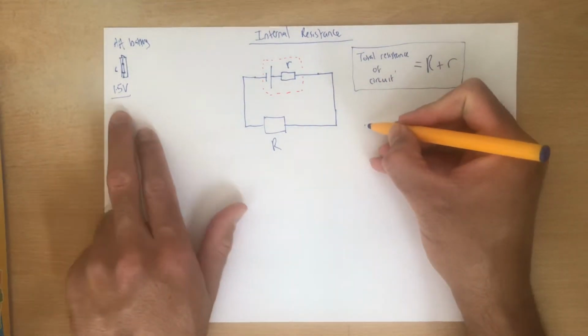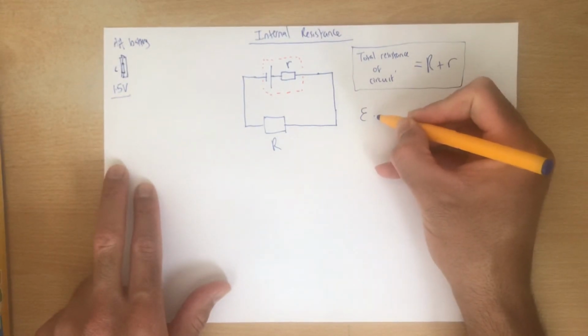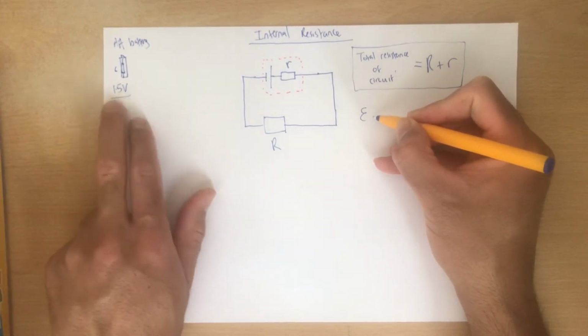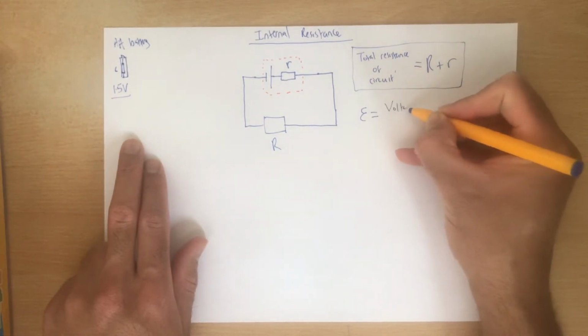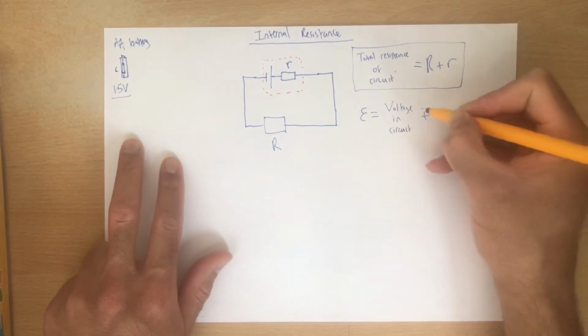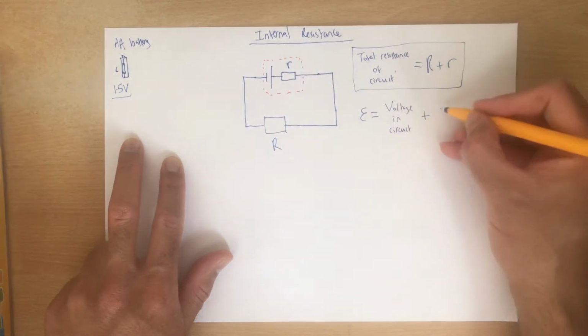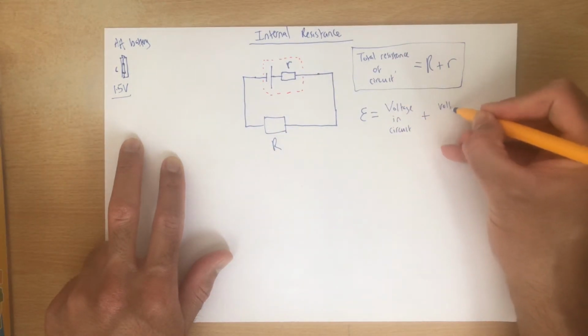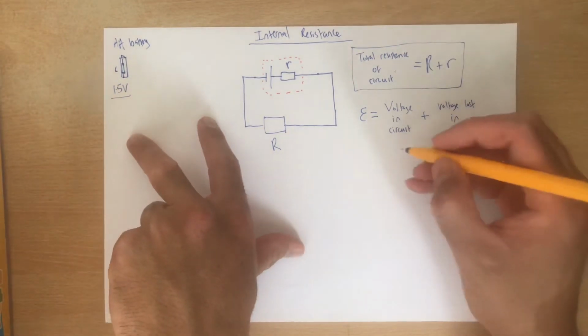The EMF, or epsilon, so the EMF of the cell, what is basically printed on the label, is actually equal to the voltage in the circuit plus the voltage lost in the cell itself. The voltage in the circuit is the voltage the components are using up. So that's the equation we're going to use.